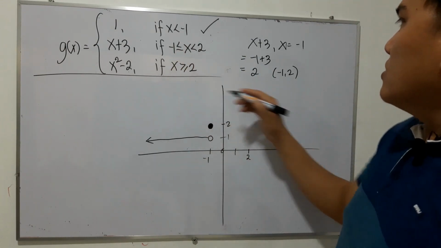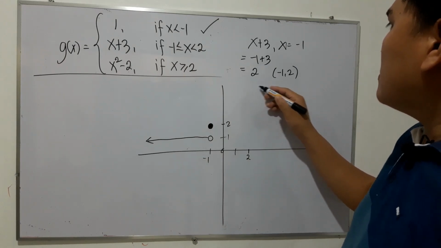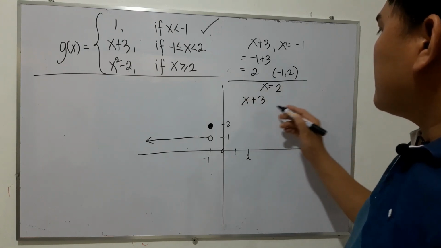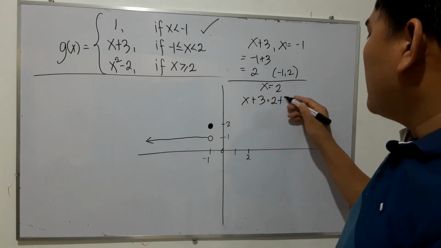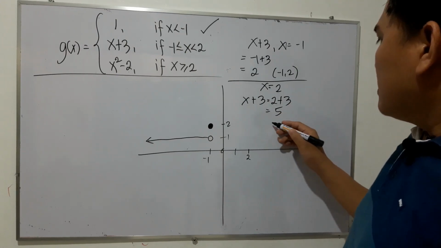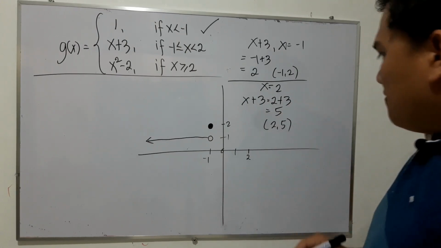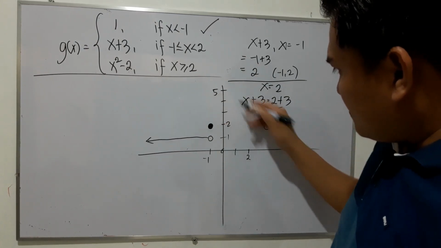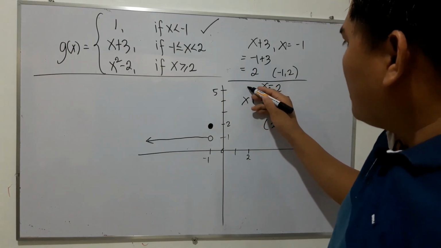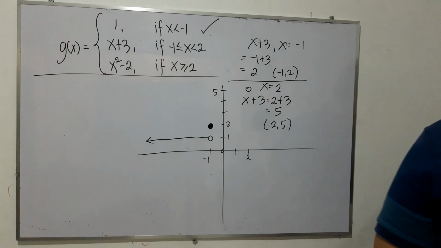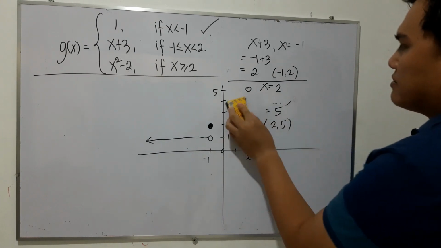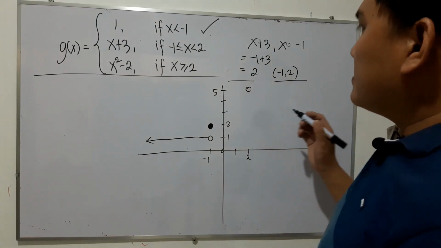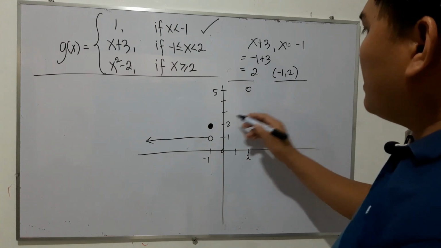But if x is 2, x plus 3 is equal to 2 plus 3, which equals 5. So we have the point 2, 5. So 3, 4, 5. This is not part of the graph, so it's a hollow circle. Let's just erase this part here. And then, since this is a line, we will just connect.